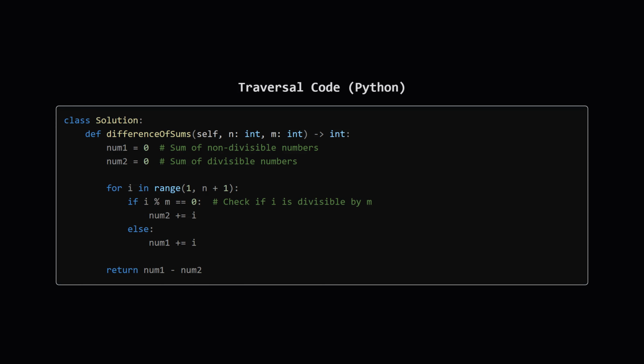We initialize two variables, num1 and num2, both to 0. Then, we loop with a variable i from 1 up to n. Inside the loop, we check if i is perfectly divisible by m. That's what i % m == 0 means. If it is, we add i to num2, otherwise we add i to num1. After checking all the numbers, we simply return num1 minus num2.